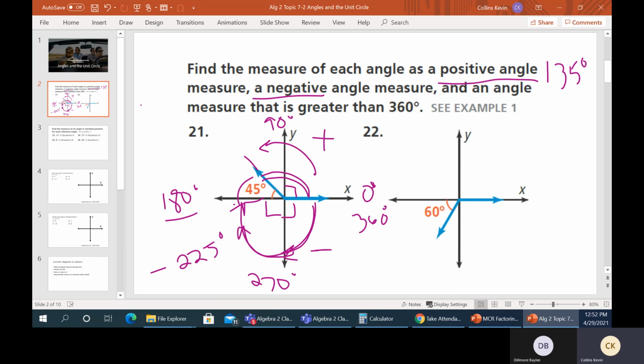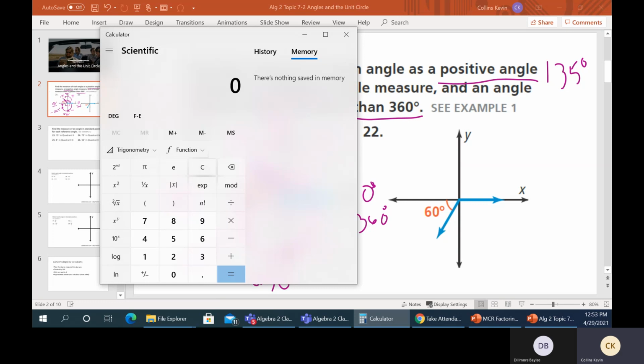Okay, so an angle measure that's greater than 360. Well, 360 is one trip around the axis, or one trip around the circle. So for this first angle here, they say greater than 360. I know this is 135, right? So we're here at 135. If I go all the way around again, I can do that just by adding 360. So the measure that's greater than 360, you just take the angle that we've got, which is 135, and we add 360 to it.